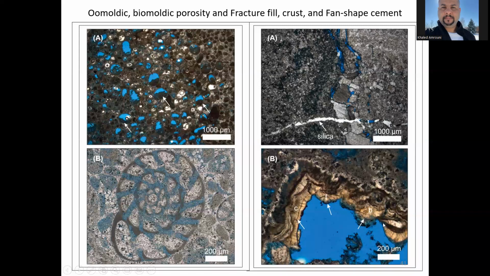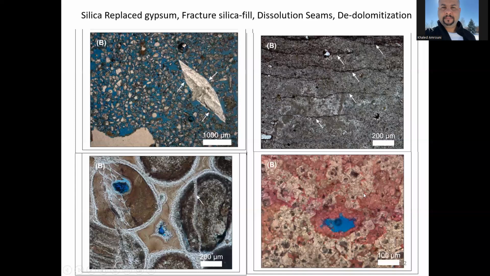And this one shows crust cement and fan-shaped cement. When these fans coalesce, we call it petroidal cement, and it usually goes with refill facies. Also, we have silica replacing gypsum. This crystal of gypsum is replaced by silica completely. And here we have oolitic facies fractured and replaced by silica, and some fractures filled with silica.